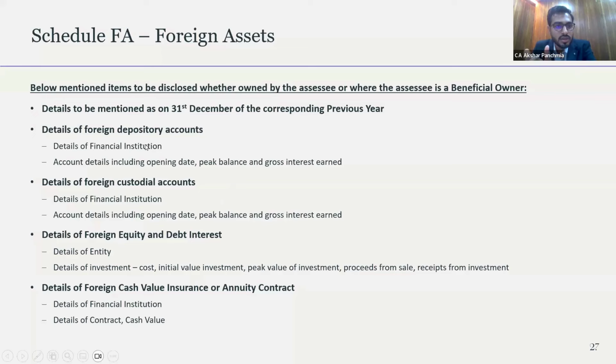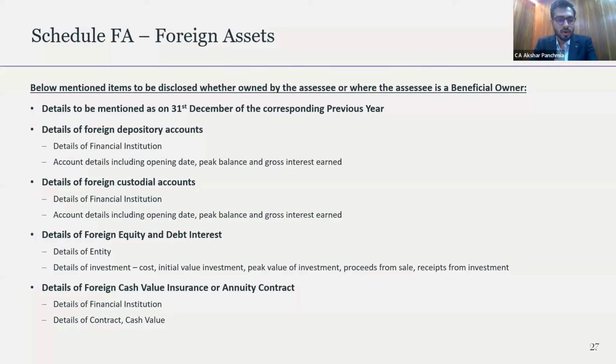Coming to what you actually have to mention in your Schedule FA: details of any depository accounts which may be held outside India, and details of any foreign custodial accounts. For both these accounts, at the time of disclosure, you have to mention when the account was opened, with whom it was opened, and what was the peak balance during the year in these accounts. The requirement of peak balance comes from your Black Money Act, because they will be able to levy penalties on the basis of this.